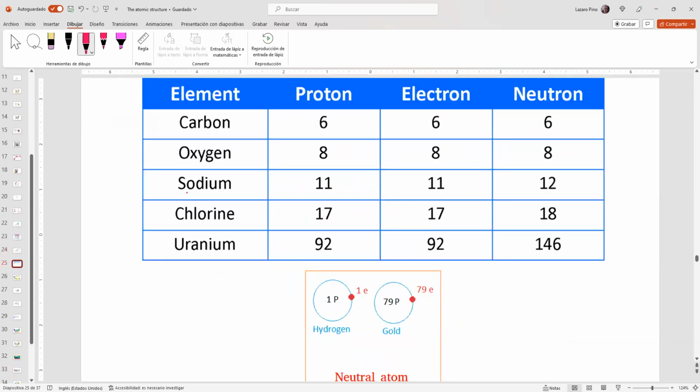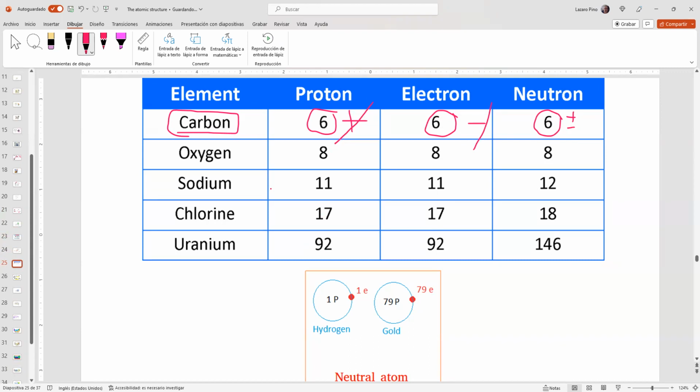As you can see here, for example, an atom of carbon has 6 protons. Protons are positive, and it has 6 electrons. In this case, the atom of carbon has this specific isotope, because carbon has different isotopes, with 6 neutrons. Neutrons are neither positive nor negative. They are neutral. And because the number of protons and electrons are the same, they cancel out, and the atom is neutral.